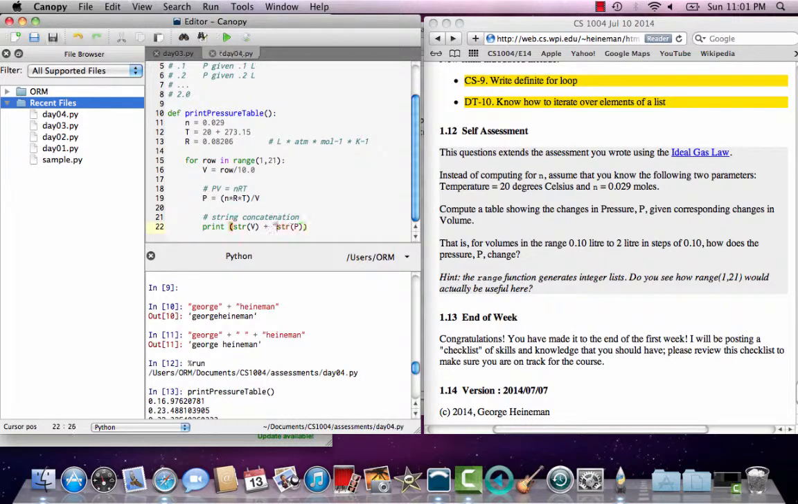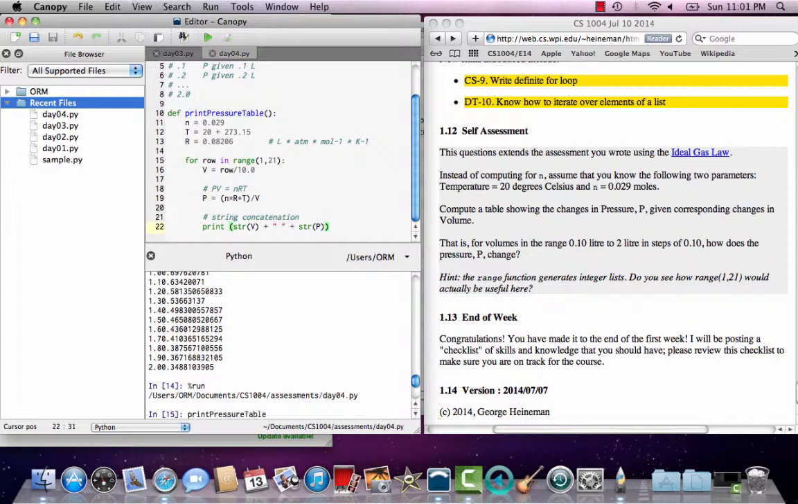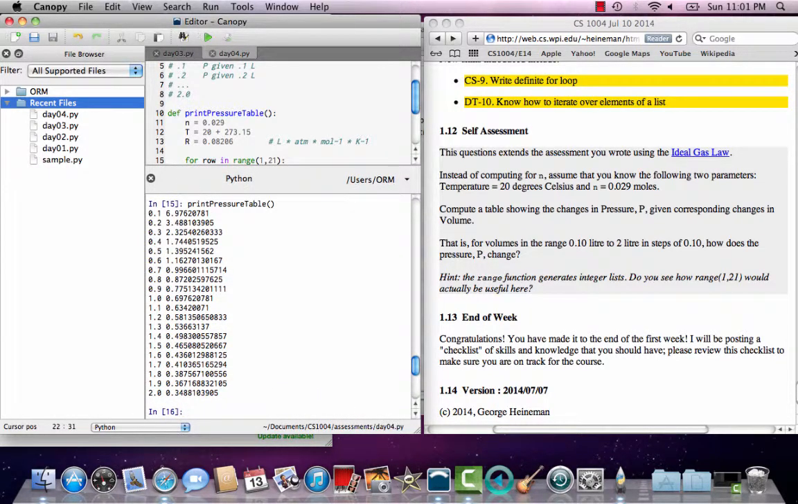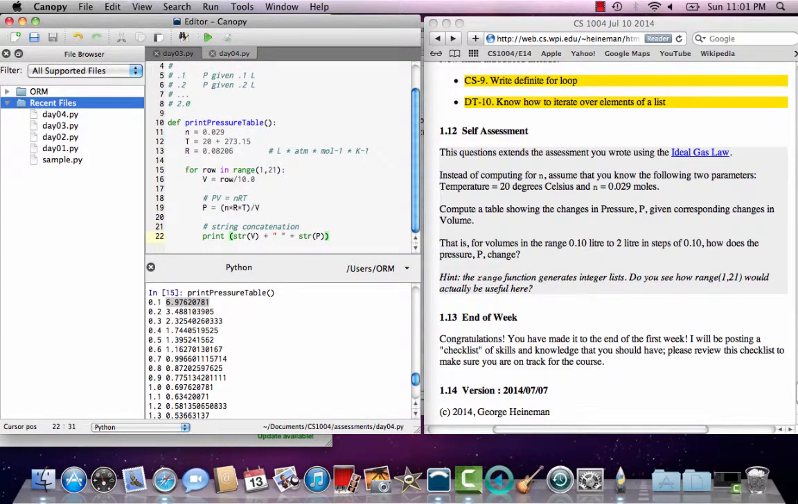So I've got the volume first, then I've got a space, and then I concatenate that with the string representation of the pressure. So now when I do this, I have a nice little table that shows me here's my volume and here's the pressure that's associated with that volume, assuming the other temperature and number of molecules remain constant. So this is essentially the solution to the problem.